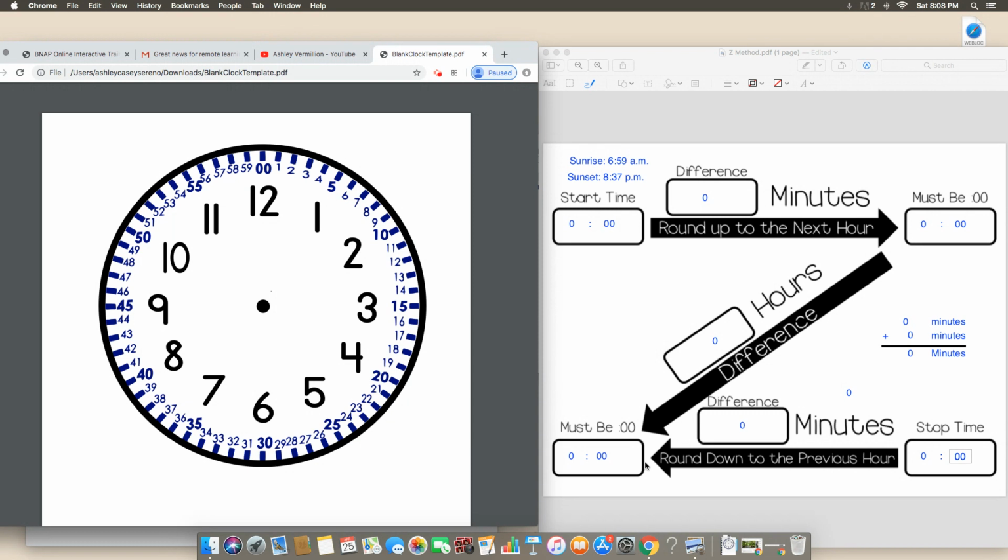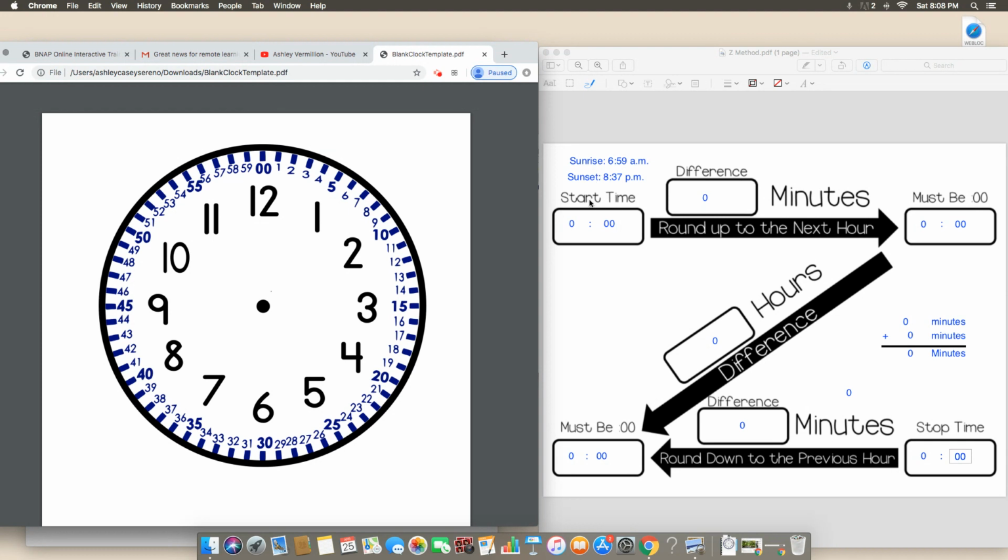You practice elapsed time every day in your classrooms when you complete the sunrise-sunset activity. Today, I'm going to use the Z method, which is what I use in my classroom. This was introduced to me by Mrs. Allen, our math liaison. So I have my Z diagram here, and I have an analog clock over here to refer to if needed. So I'm using yesterday's sunrise and sunset times.